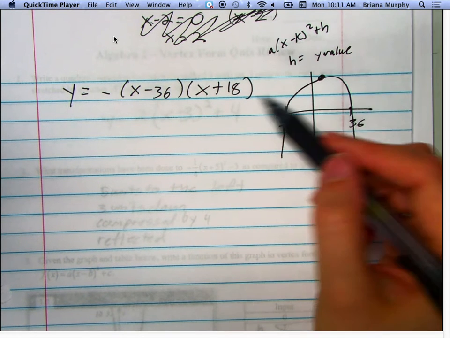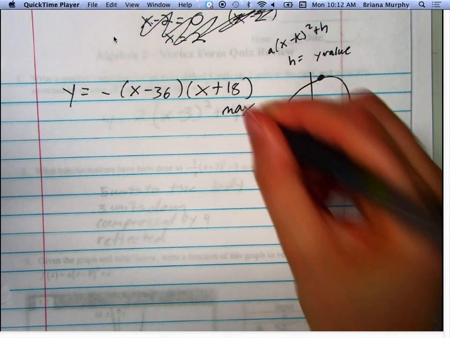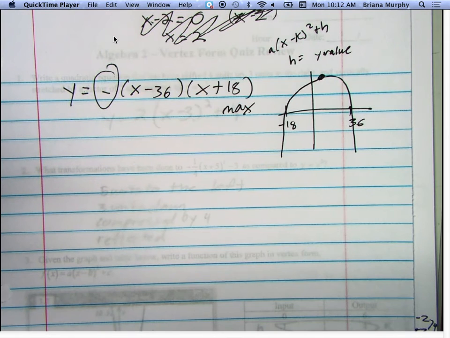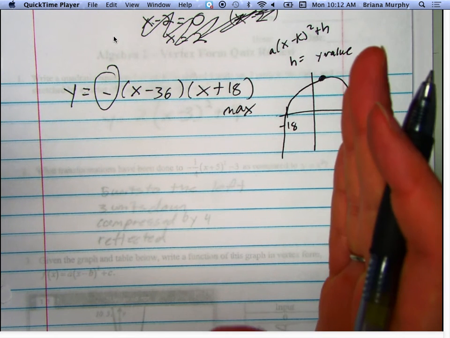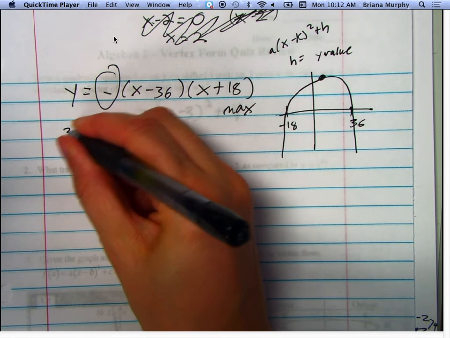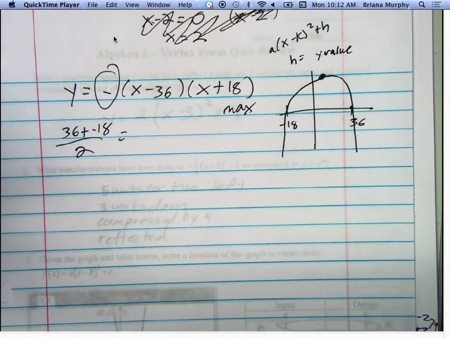In this case, it's going to be a max, right? If it would look like a U, it would be a minimum, and we know that by the a value, right? Okay, so we know our two roots are negative 18 and 36. I want to find the exact middle, because that's going to be my vertex, correct? Okay, so I'm just going to go 36 plus negative 18 divided by 2. What's 36 plus negative 18 divided by 2?